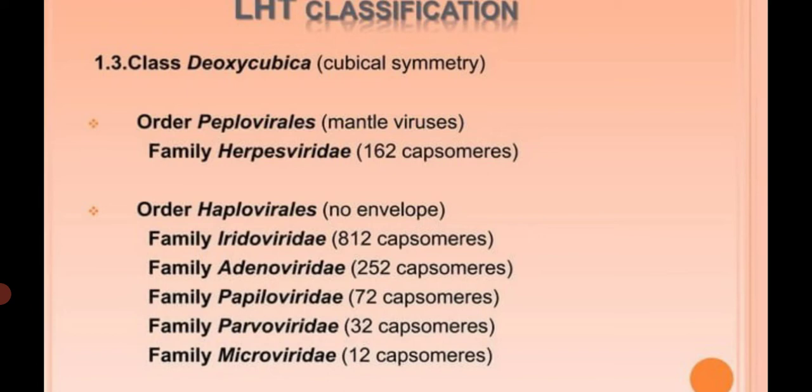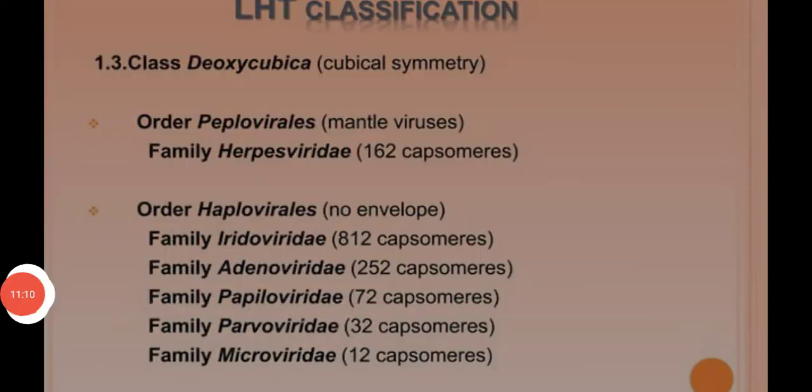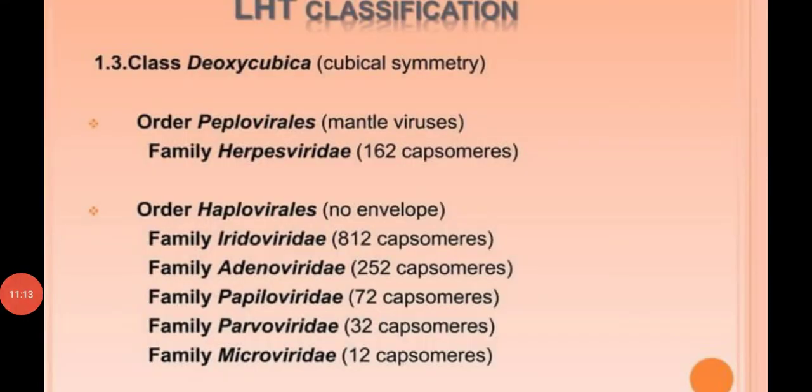Then the fourth family, Parvoviridae. Viruses of this family show a capsid which is made up of 32 capsomers. Then the fifth family, that is Microviridae. It contains viruses with a capsid having 12 capsomers. These are the two orders, Peplovirales and Haplovirales, and these orders are a subclassification of the class Deoxycubica.